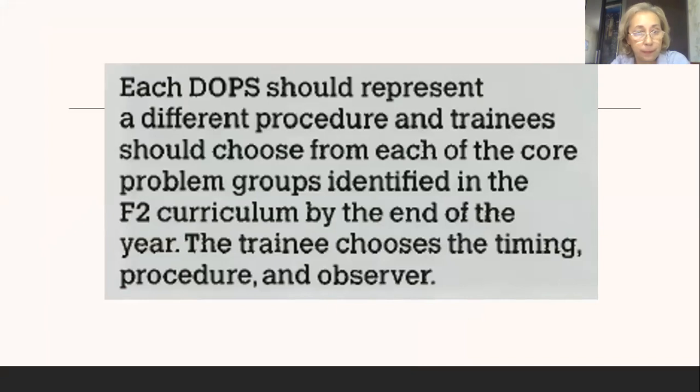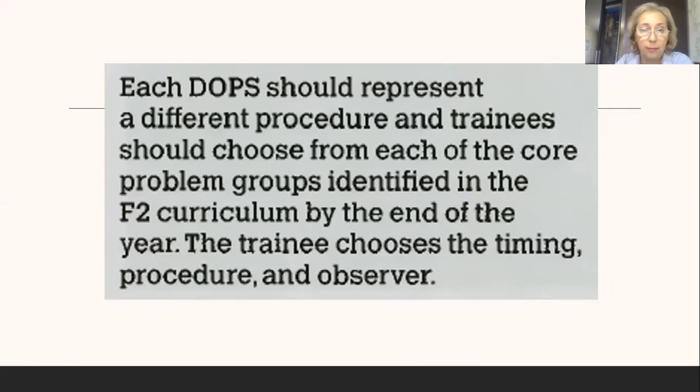Each top should represent a different procedure, and trainees should choose from each of the core problem groups identified in the F2 curriculum by the end of the year. The trainee chooses the timing, procedure, and observer. So here we have the F2 curriculum. This is the Foundation 2 curriculum. This is for the second year of people who study medicine.